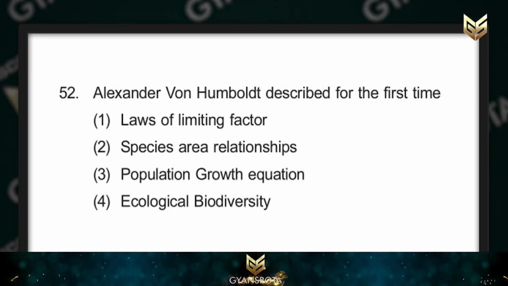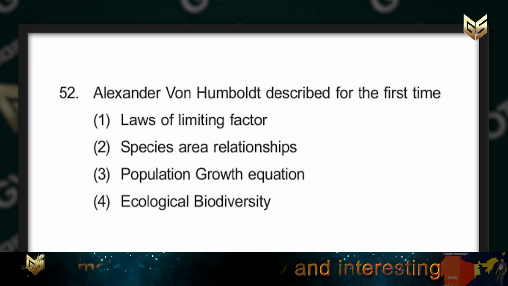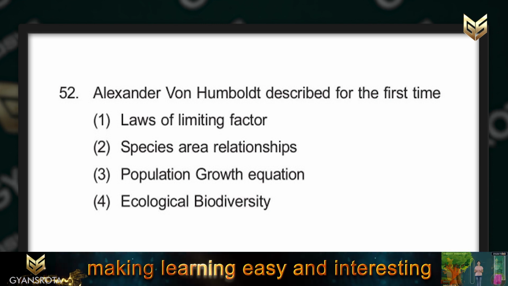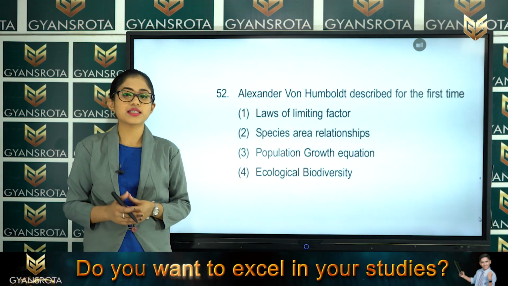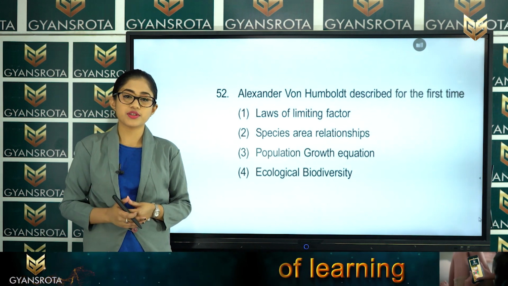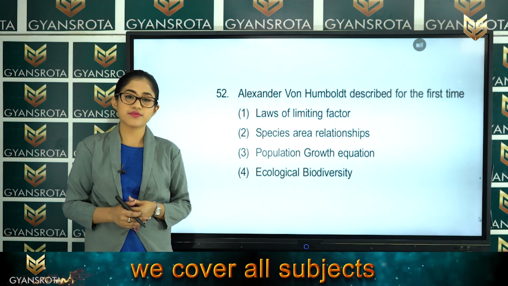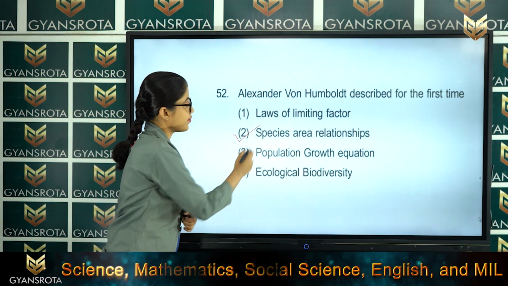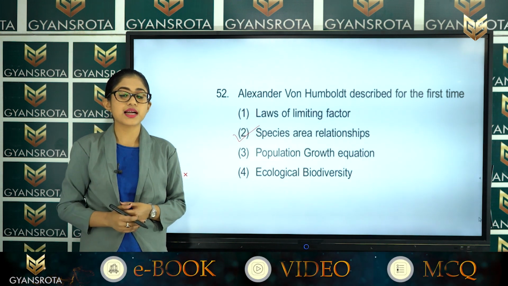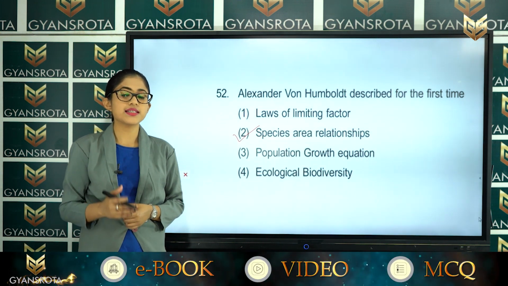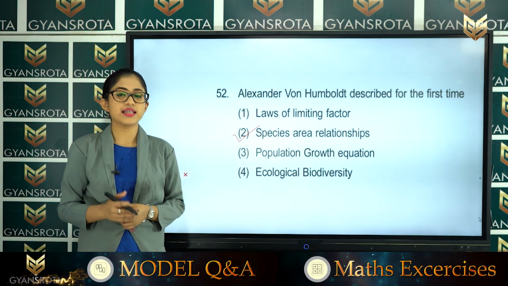Alexander von Humboldt described for the first time the laws of limiting factor, species area relationship, population growth equations or ecological biodiversity. So we have got this term in which chapter? In the chapter organisms and populations. So which among them is the correct answer for this question? Species area relationships. So Alexander von Humboldt described for the first time the species area relationship. So I hope you have remembered that very clearly. Now let's see the next question.